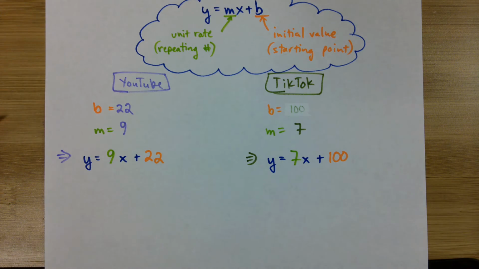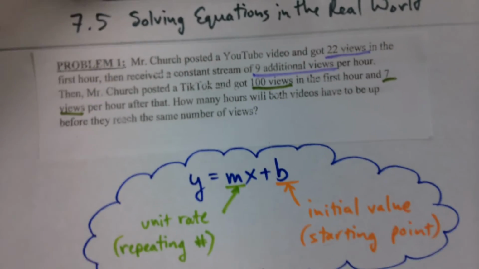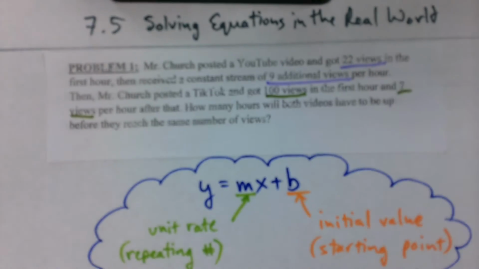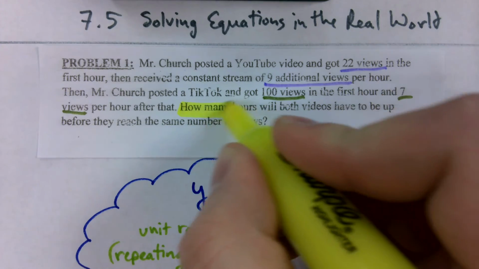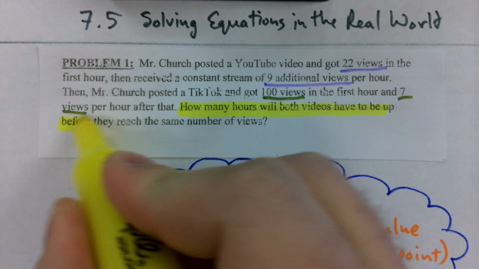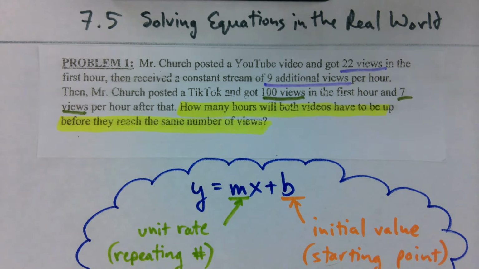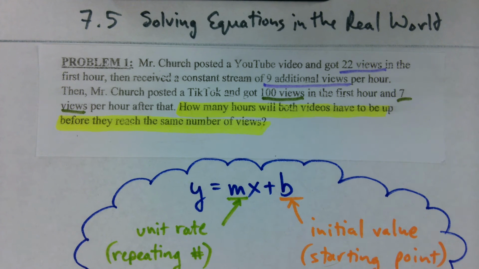Theo, what are we looking for? How many hours will both videos have? Exactly. So we're looking for an amount of time. We're looking for a number of hours, right? So our answer is going to be blank hours. That's a good thing to realize at the beginning because it's going to help guide us towards the end.